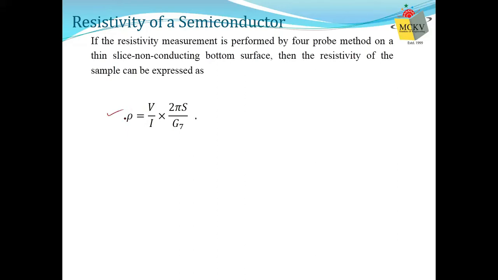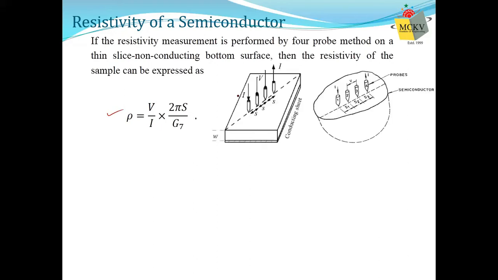Rho, that is resistivity, equals V by I. V is the voltage, I is the current. Now, what is this 2 pi S and G7? First, understand this is our semiconductor. This is the semiconductor whose band gap needs to be measured. Now, as the formula suggests, we need to measure voltage and we need to supply some current. Whenever you need to supply current to the semiconductor, for that we require two channels. We require two probes. So we are using these two probes for the current movement.